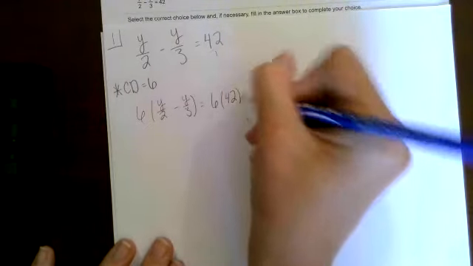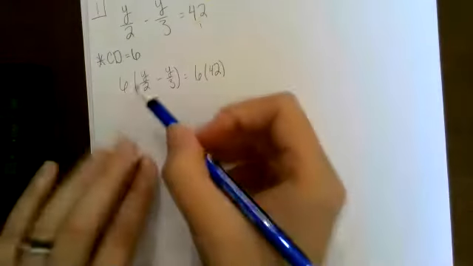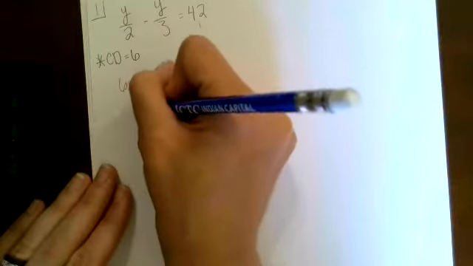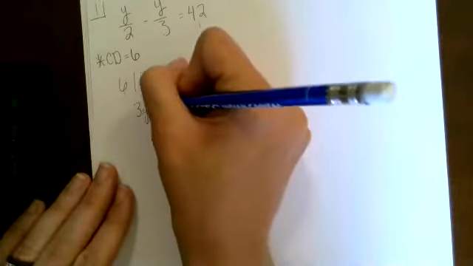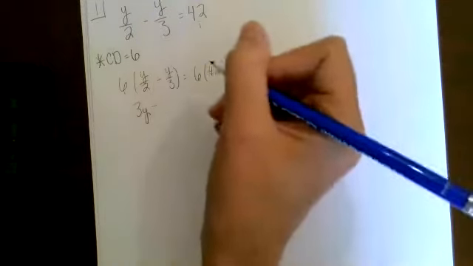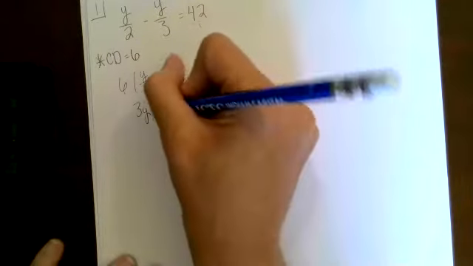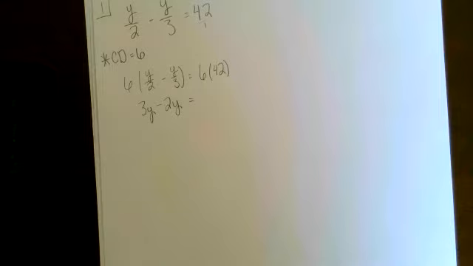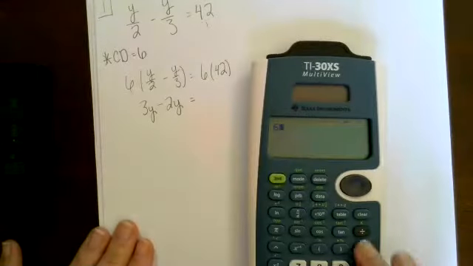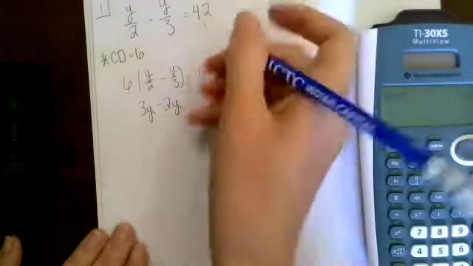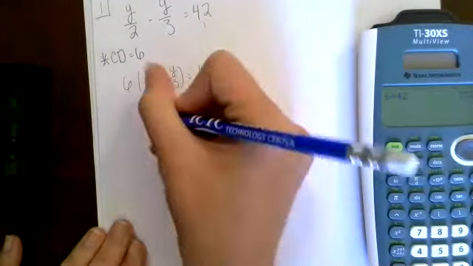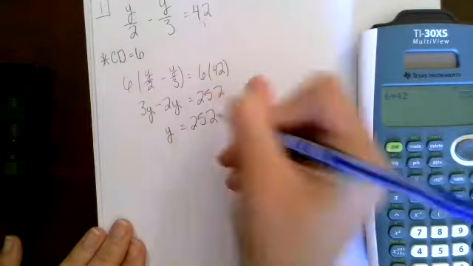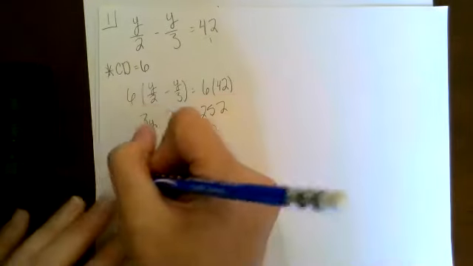And you have to multiply it by both sides of the equation. So 6 times y divided by 2, so half of 6 is 3, so we're going to have 3y. 6 times y divided by 3, so 6 divided by 3 is 2y. And then 6 times 42 is, consult our calculator so I don't mess up, 252. 3y subtract 2y would be y equals 252. And that would be our answer.